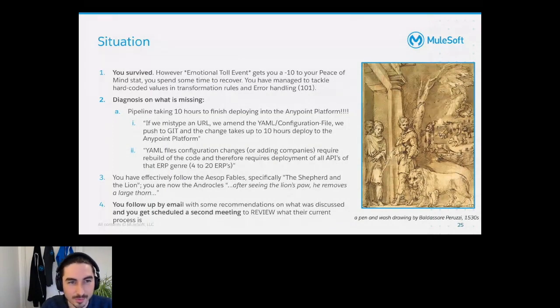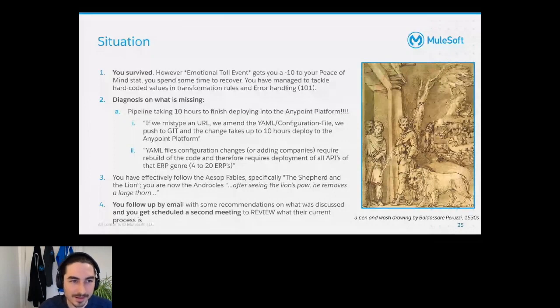It's minus 10 to your peace of mind. You need to spend some time to recover. Maybe you take a short, brisk walk, or you make yourself a cup of tea, whatever helps you. In this call, you manage to tackle the hard-coded values in transformation rules and the error handling. Great. But where we're going to jump now is to the diagnosis of what else is happening.